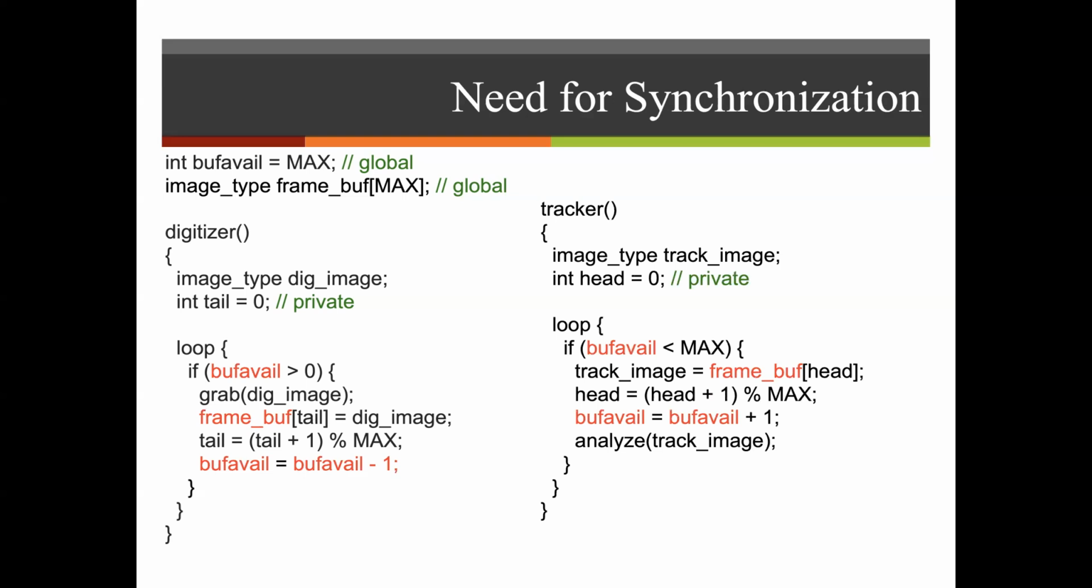So we see that there's a sharing of resources that occur between the digitizer and tracker processes. In this case, bufferVal is shared between the two. Frame buffer is shared between both of them, as well as bufferVal for updating. So what does this bring to mind? Does this provide for an issue or a problem that we need to consider?